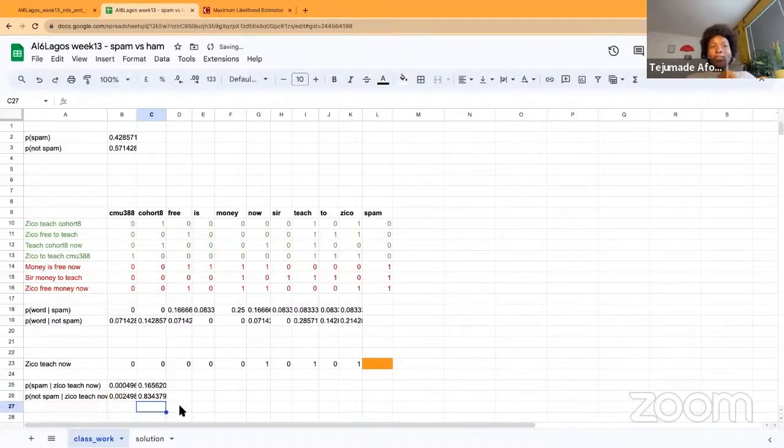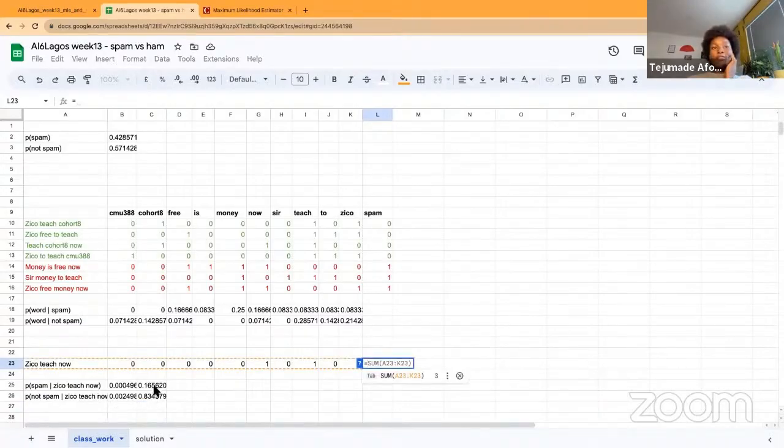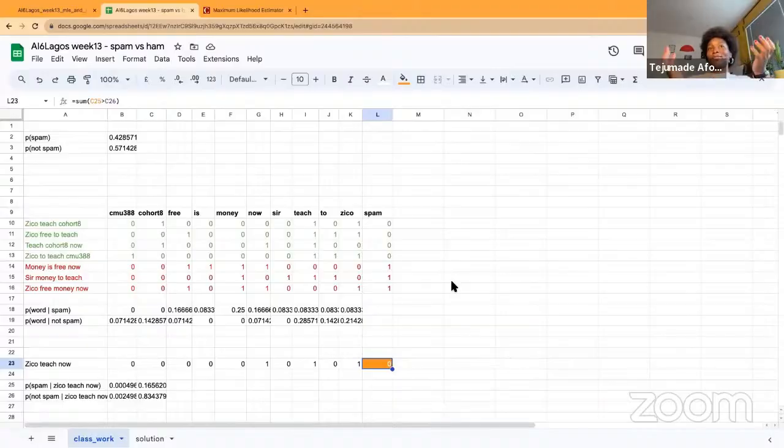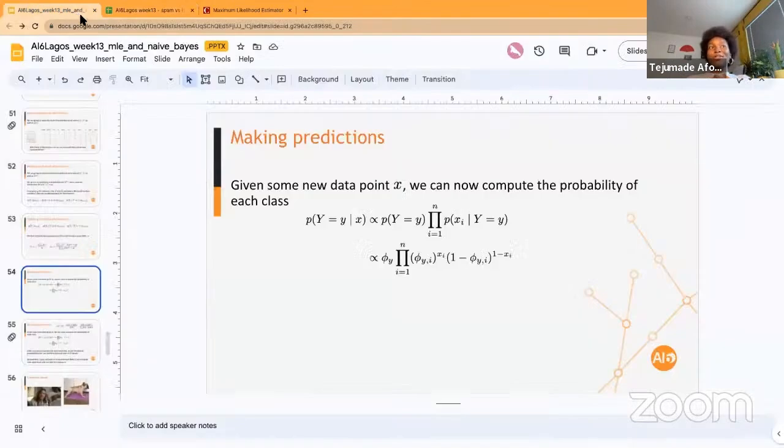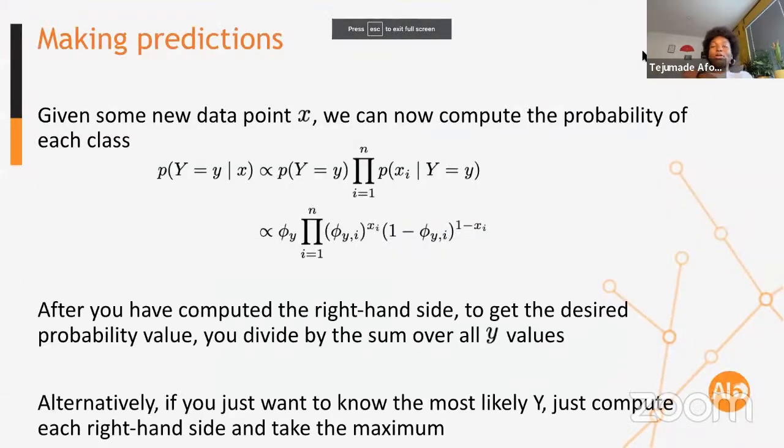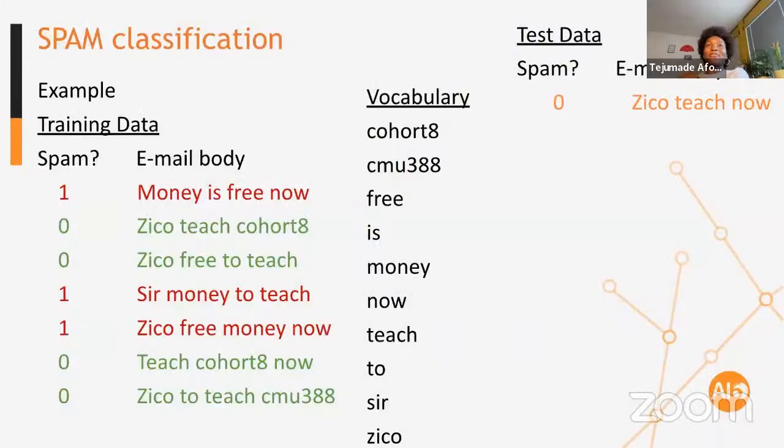Okay, so now if we want to predict if this is spam or not, we just need to say that if this is greater than this, then it is spam, but it is not greater. So it is not spam. This is how you do naive Bayes on spreadsheets. Of course, you can always do it using multinomial naive Bayes, which I also did in another notebook that I'm not showing here. But I hope that the concept of naive Bayes spam classification is clear.